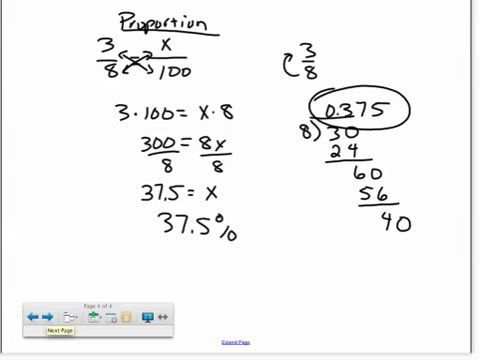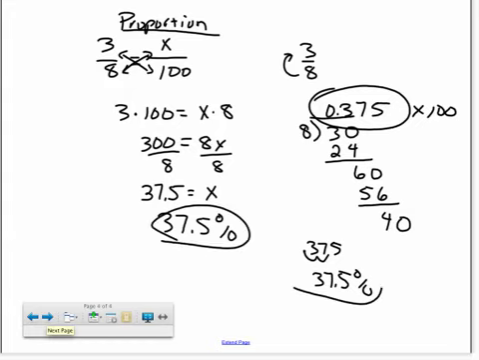I now have to take it times 100, or I have to convert it into percent. So move the decimal over. I got 0.375. Move the decimal over 2 places. So I get 37.5%. And you can see, of course, I got the same answer. So you are welcome to use either method, whichever one you find easier to do or better to do.